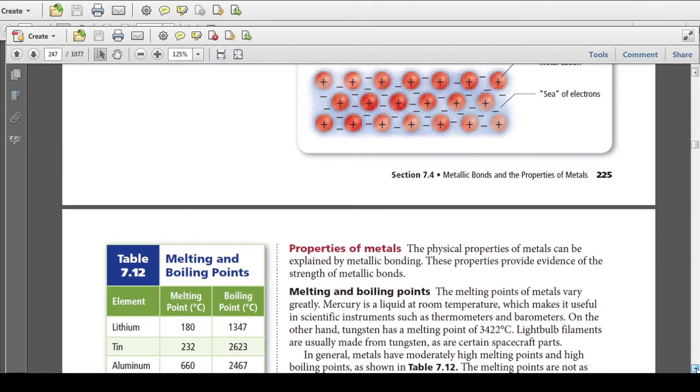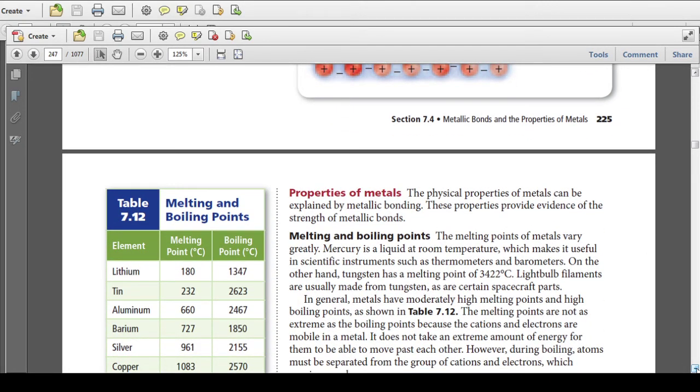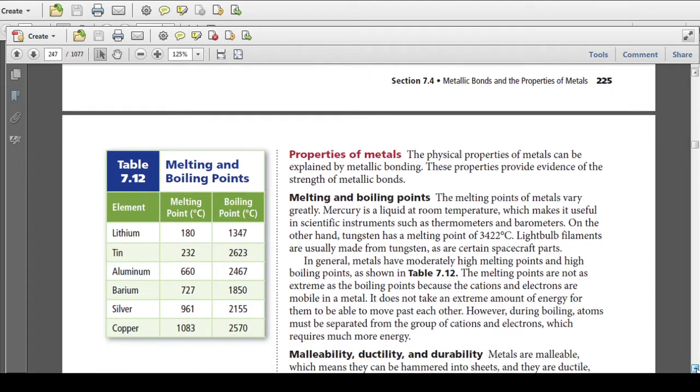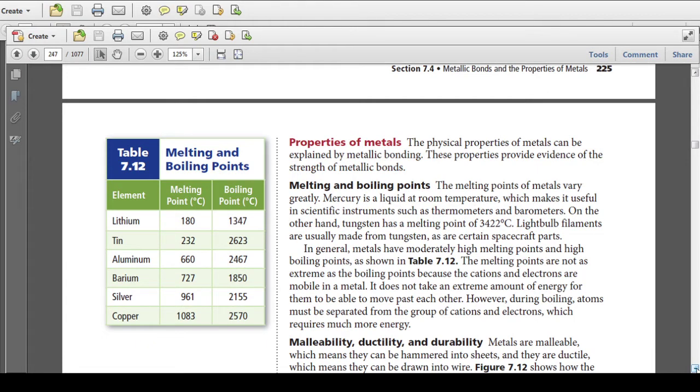etc., etc. So the physical properties of metals can be explained by metallic bonding, and again, can be explained by this sea of electrons. These properties provide evidence of the strengths of metallic bonds. The melting points of metals vary greatly. Mercury is a liquid at room temperature, which makes it useful in scientific measurements such as thermometers and barometers, which measure temperature and pressure, respectively.